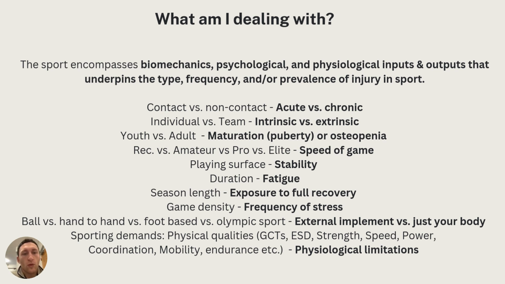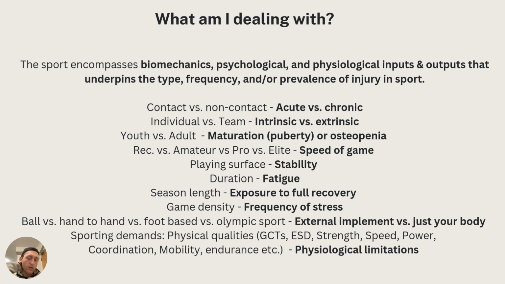So, when we expand on this, the sport encompasses biomechanics, psychological, and physiological inputs and outputs that underpin the type, frequency, and/or prevalence of injury in sport. Okay, so sport's going to be the MOI, I guess, for everything, and it comes in different forms. So, contact versus non-contact. There's a higher prevalence of acute injuries in contact versus more chronic injuries in non-contact sports. Individual versus team, intrinsic and extrinsic, young versus old. We're dealing more with maturation versus something like osteopenia.